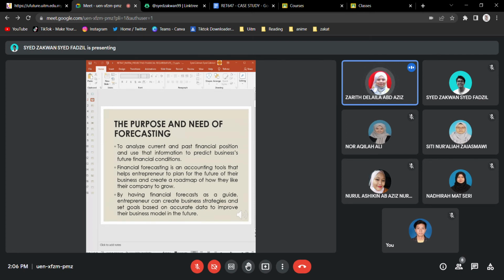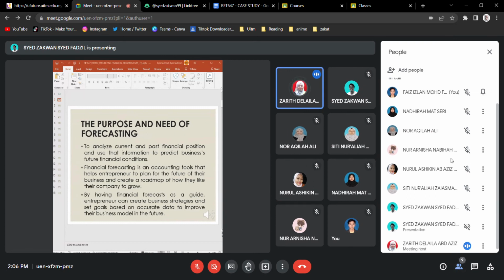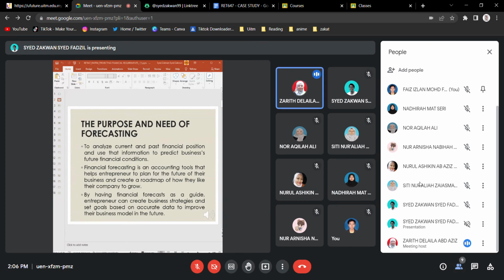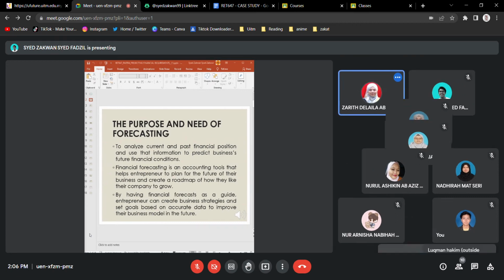Okay, so when we talk about this financial forecasting, this financial forecasting is actually the accounting tools. These are actually the accounting tools that help all the entrepreneurs to plan for their future, especially in terms of creating the roadmap. Tengok dia punya tongue twist. To create a roadmap, and also to plan for our business in the future. Okay, so kita buat this financial forecasting sebab kita nak tengok, kita nak buat dan kita nak plan our roadmap in the future.